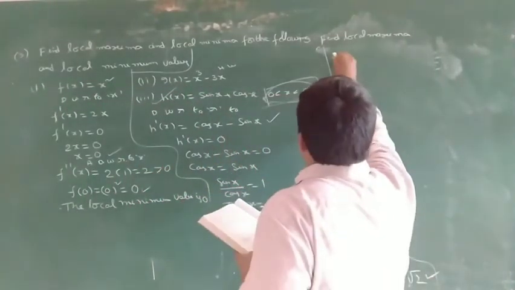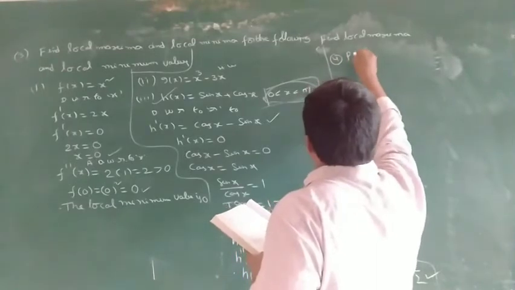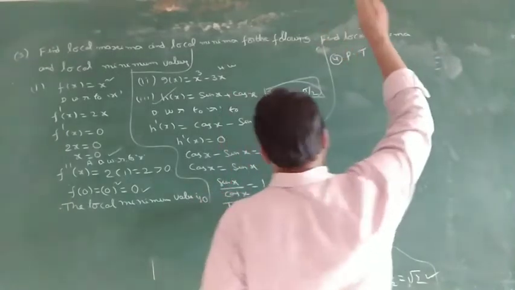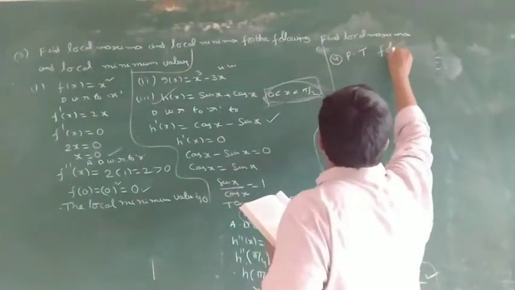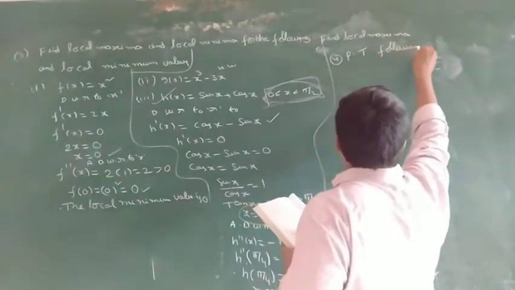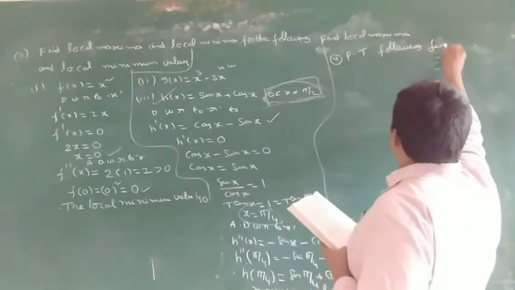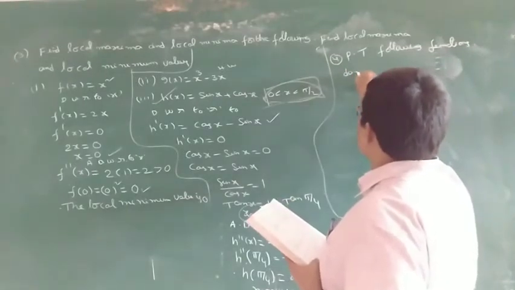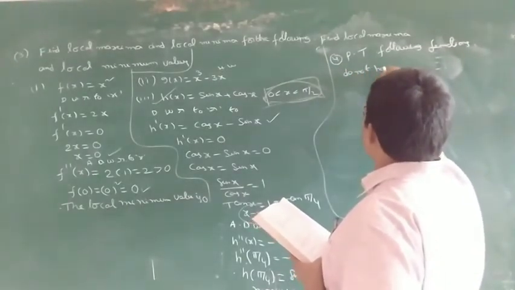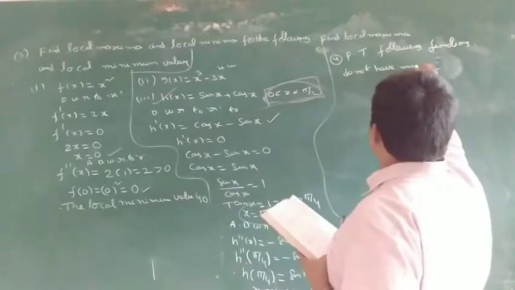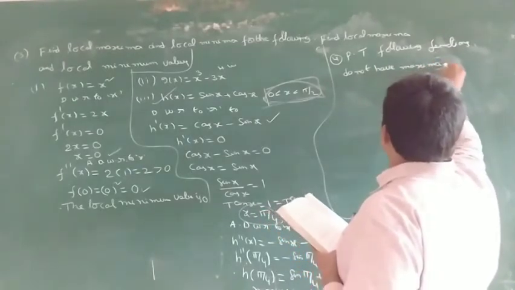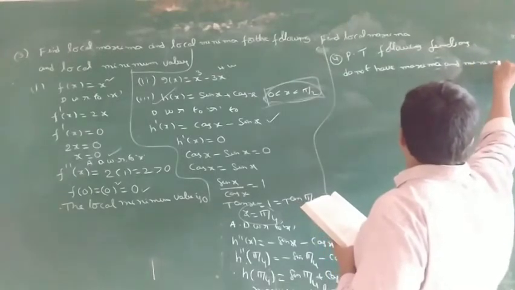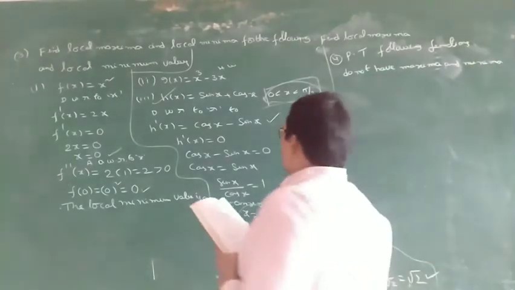Next, the fourth problem: prove that the following functions do not have maxima or minima. Do not have. So prove that.